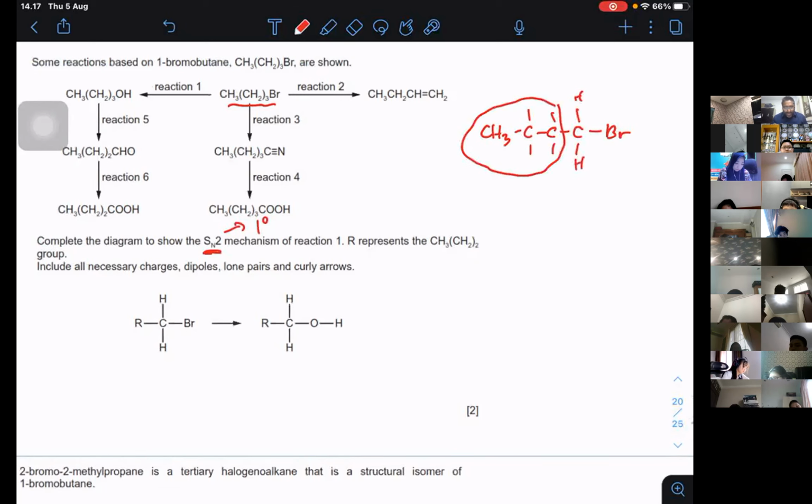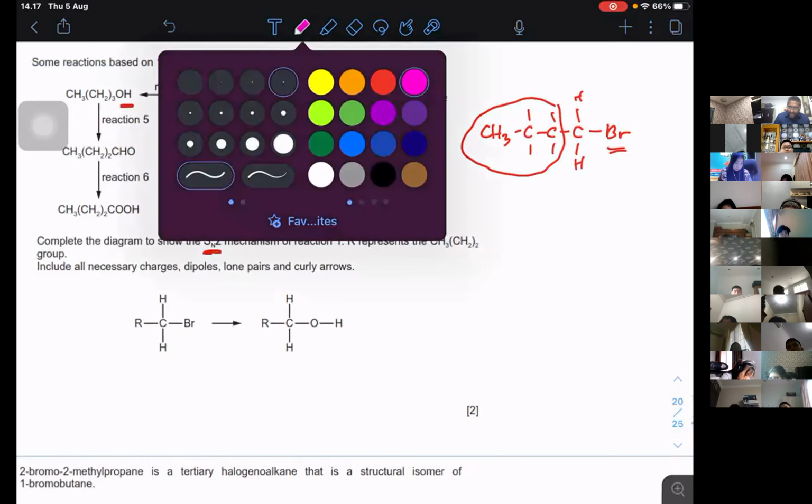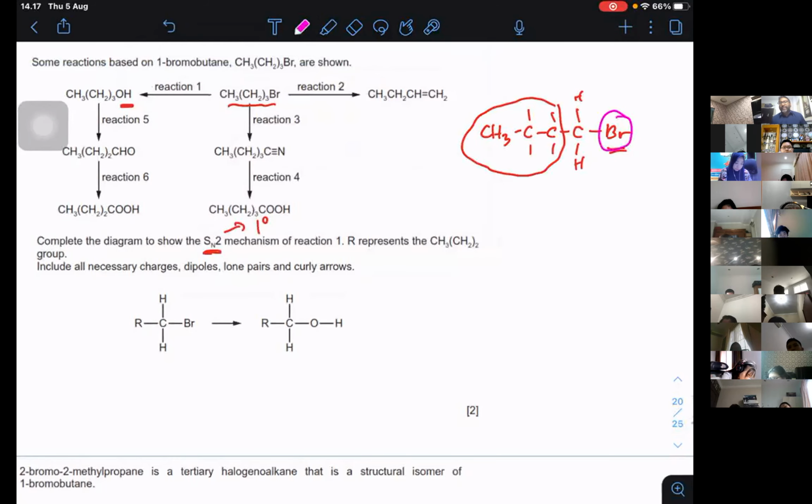So for a primary halogenoalkane reacting, this part is changed with OH. If it is changed directly with OH, we are talking about substitution. And what kind of substitution? We have learned NaOH. If you want to have nucleophilic substitution, it must be in aqueous, heated under reflux. We have already learned about this. There is no need to use alcohol over here.